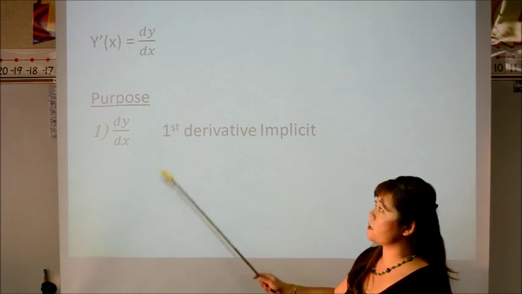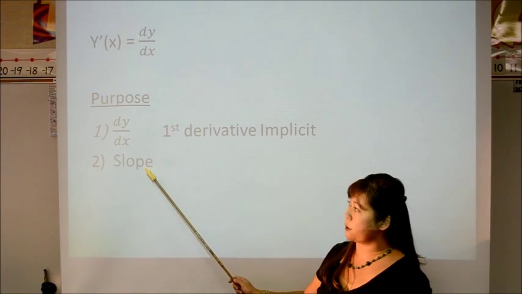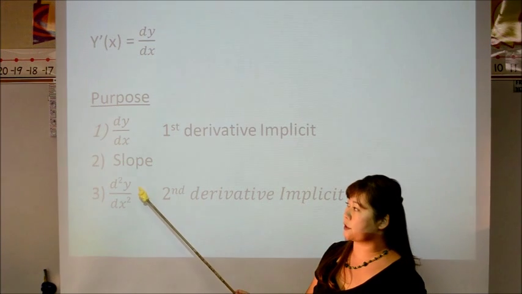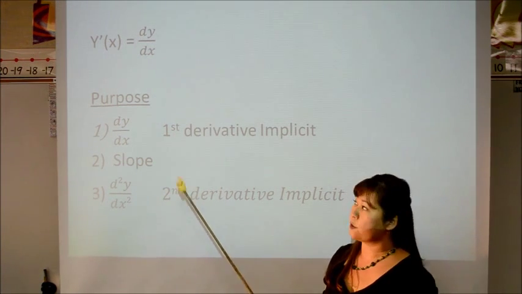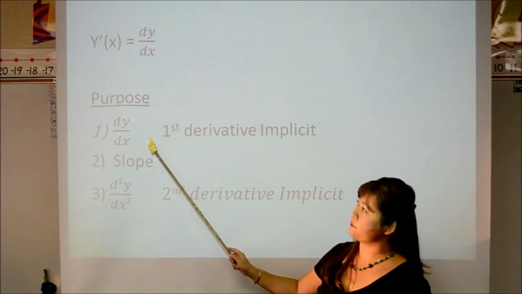One of the purposes is that we're going to take the first derivative implicit. The second reason is we're going to find the slope, and the third purpose is the second derivative implicit. So I'm going to walk you through each of these examples. Let's go ahead and do the first derivative implicit.